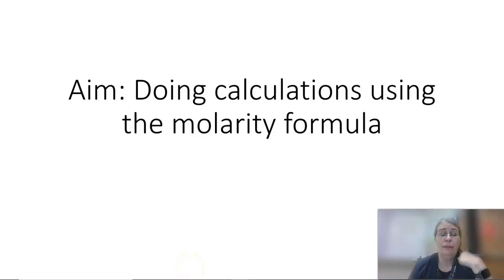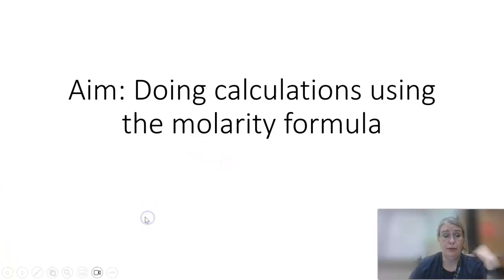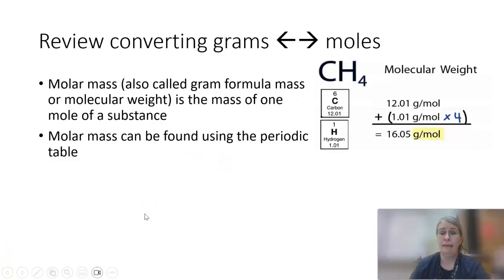So we're going to review using the molarity formula, which is dealing with solutions, something we learned in first year chemistry, and it's really important to us as chemists, so we're going to see this all year long. So if I'm using the molarity formula, we have to use this in moles. It's right in the name.